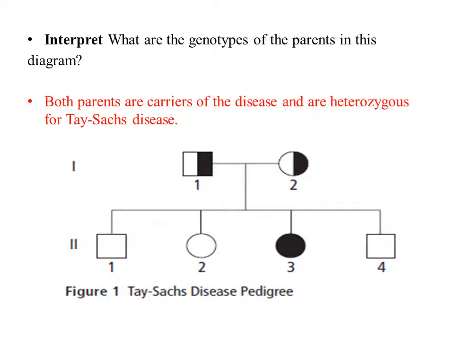This pedigree shows Tay-Sachs disease, which is a recessive disease. What are the genotypes of the parents? It's enough to say homozygous or heterozygous. Tay-Sachs disease is recessive, and they are half shaded here. It means they are carriers. They don't have the disease, but they are carriers. So they carry one recessive allele and one dominant allele. It means they are heterozygous. Both parents are heterozygous.